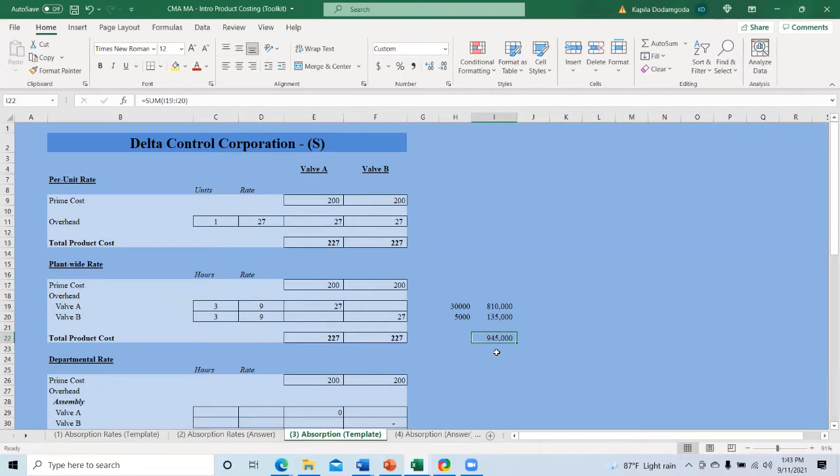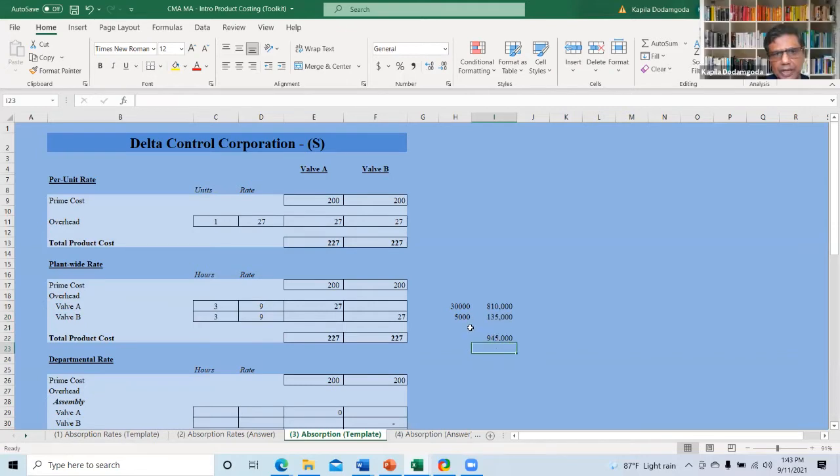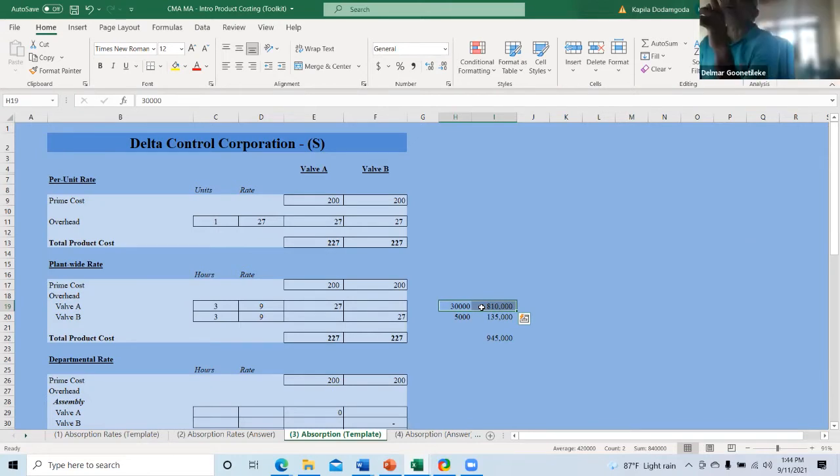That's the total estimated overhead. Okay, so you end up absorbing the entire 945 into the two products. You can see the product that has a lower volume will end up absorbing a lower proportion of overhead, and the one which has a higher volume will end up absorbing a higher amount of overheads, right? It's purely volume driven absorption. Still, we don't see a differentiation between the cost of the individual products. That is an important observation, because the labor hour consumption is the same for both products. Okay.